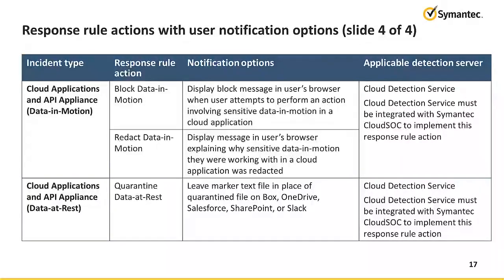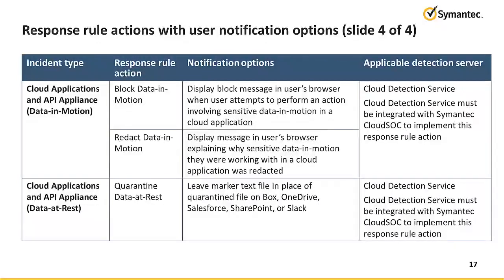at rest. These incident types are applicable to the Cloud Detection Service integrated with Symantec CloudSock. The block data in motion response allows the system to display a block message in the user's browser whenever the user attempts to perform an action involving sensitive data in motion in a cloud application, as detected through the Cloud Detection Service or the API detection for Developer Apps Appliance. By contrast, the redact data in motion allows the system to display a message in the user's browser explaining why the sensitive data in motion they were working with in a cloud application was redacted.